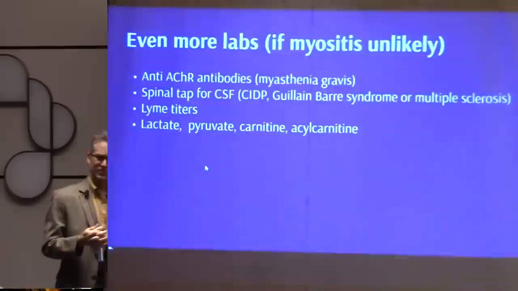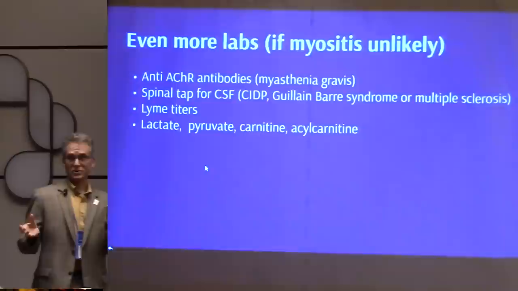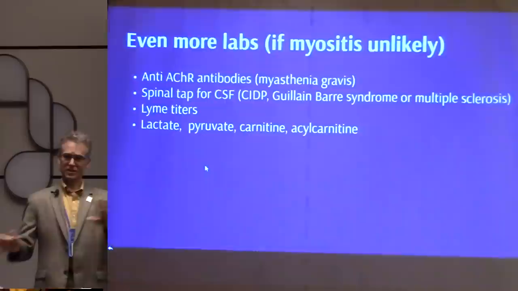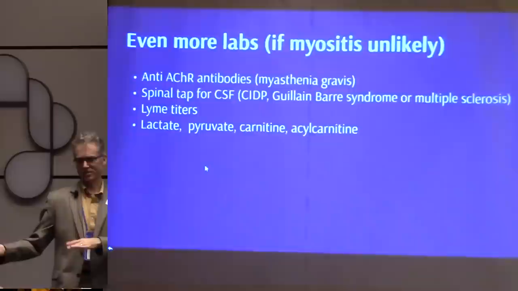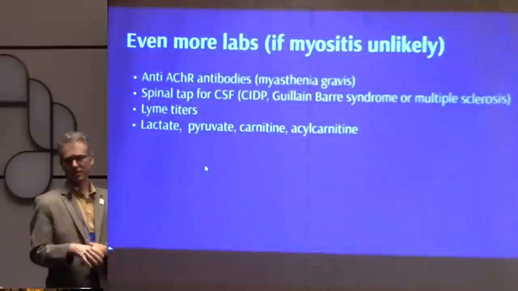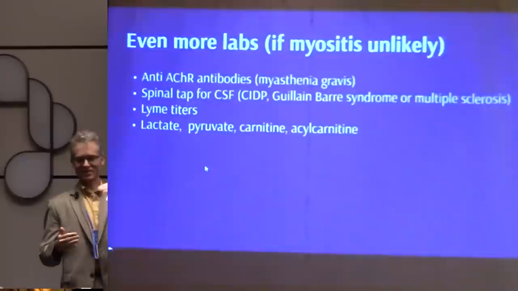Sometimes I'll check these other things called lactate and pyruvate. There are some conditions called metabolic myopathies where your normal muscles are able to run on two types of fuel. They can run on carbs and they can run on lipids. And some people have an enzyme that's missing. They can run on carbs, but they can't run on lipids, or vice versa. And so that's called a metabolic myopathy. And so sometimes we'll check the lactate or the pyruvate or the carnitine, which tend to build up if someone is missing an enzyme.